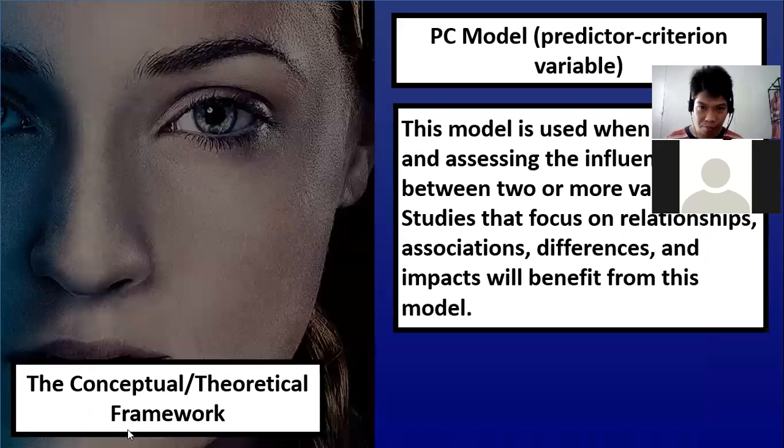You also have PC model or predictor criterion variable. So I also discussed this one last meeting, yung predictor criterion variables. This model is used when relating and assessing the influence between two or more variables. Studies that focus on relationships, associations, differences, and impacts will benefit from this model. Itong predictor criterion variable, ginagamit siya if you want to predict a possible or future outcome. So you want to see if yung mga future activities pwede siyang maapektuhan ng isang variable doon sa study ninyo.